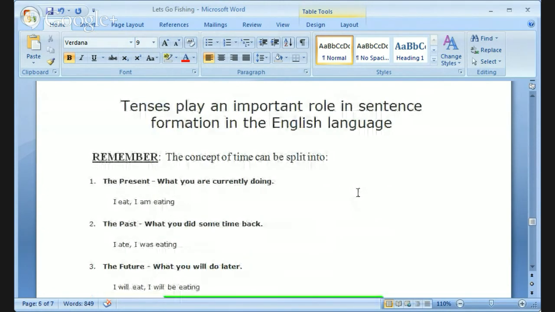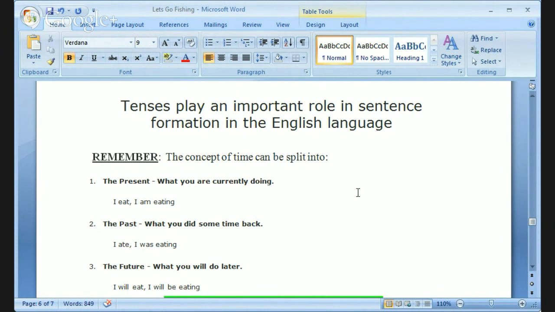Now, what we're going to do is talk about tenses. In the English language, the formation of the tenses plays an important role. So I want you to think about the story that we just read, which was about people going out on the boat and catching fish.